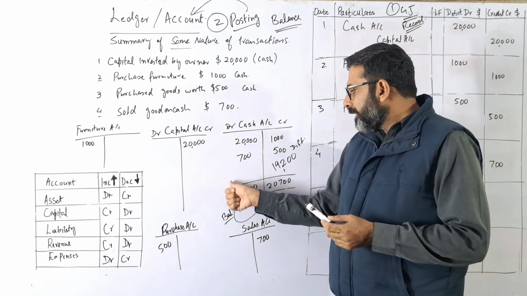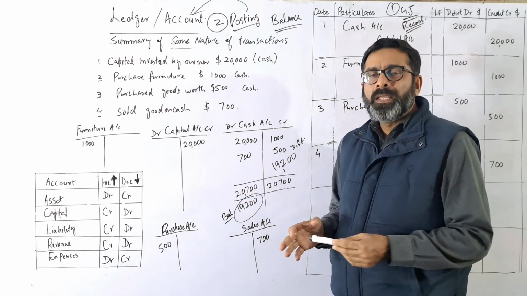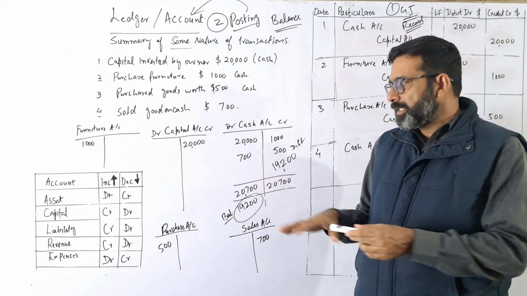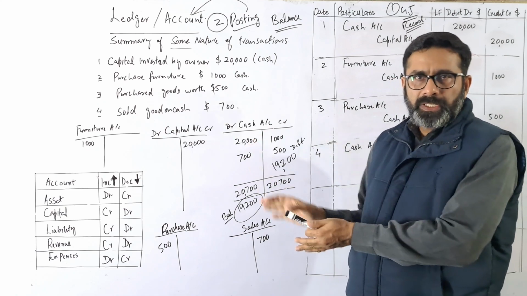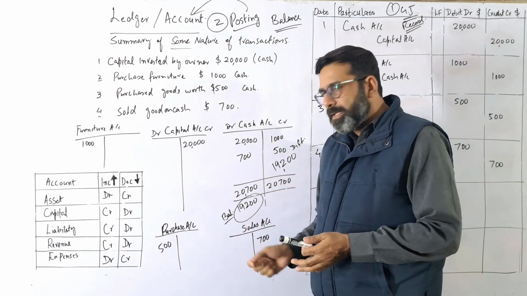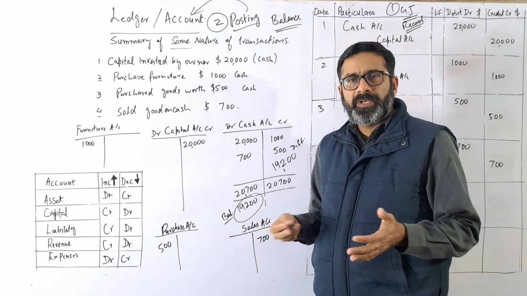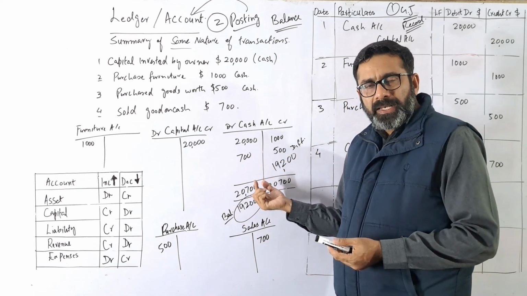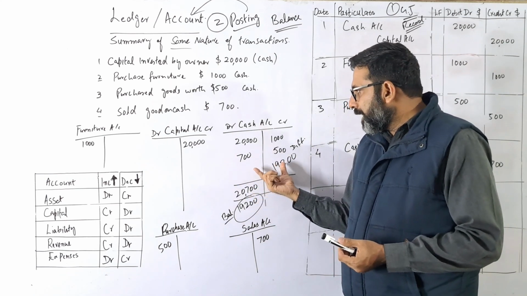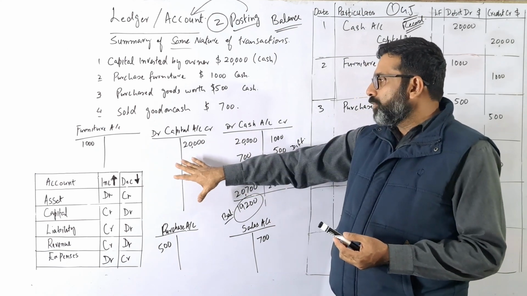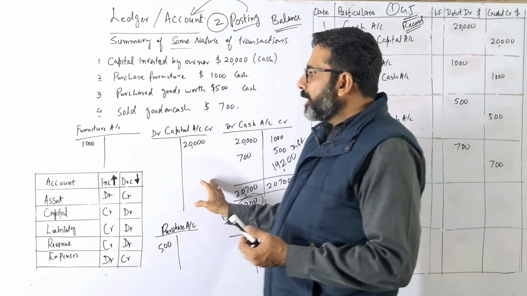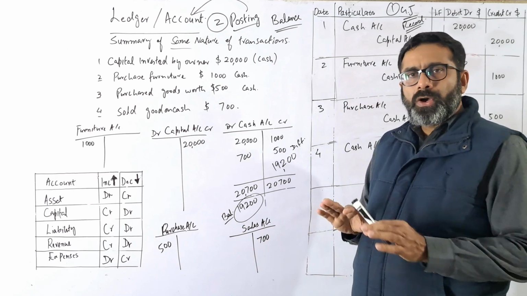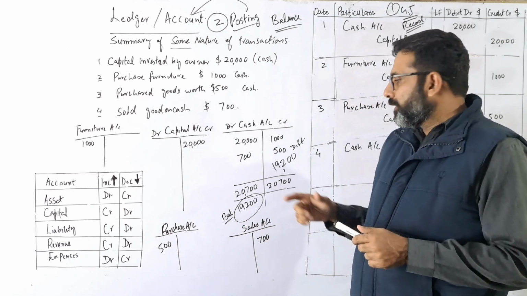Now, after that, the next thing is what? We summarize transactions. At the end of the month, there may be 10, 15, 20, 100, 1,000 transactions. So all transactions are recorded, all transactions are posted, and they are summarized. And at the end of the month or at the end of the year, whenever we want to know the financial position of the business, we will calculate the balance of every account. Like we have calculated the balance of the cash account, in the same way we will calculate the balance of the capital account, the furniture account, the purchase account, and the sales account. So all the account balances will be calculated for this purpose.